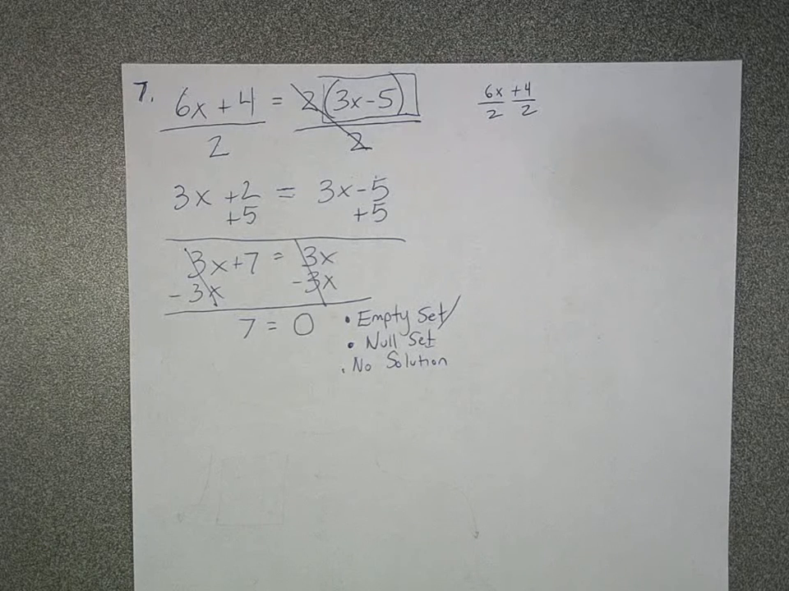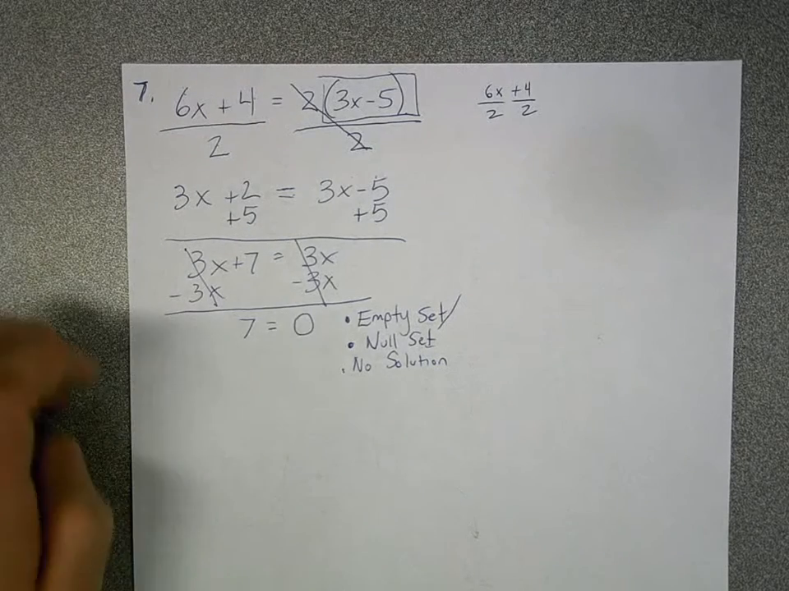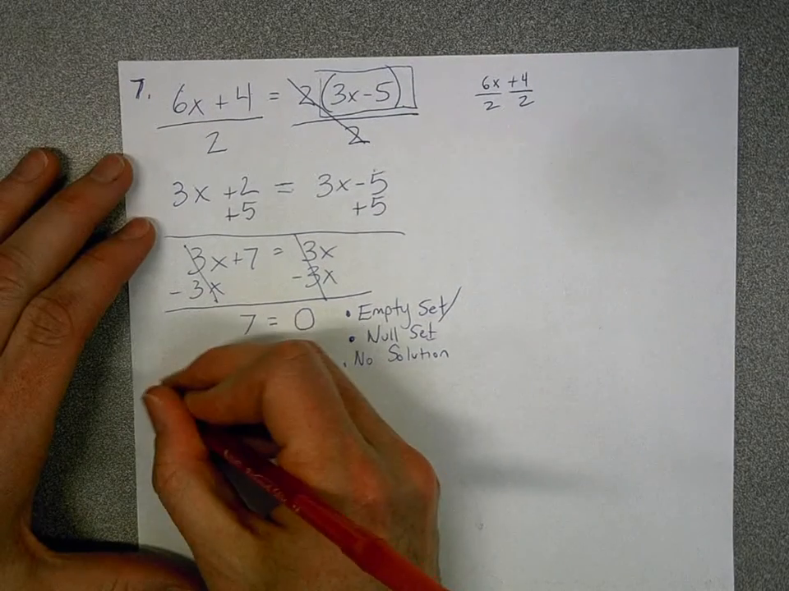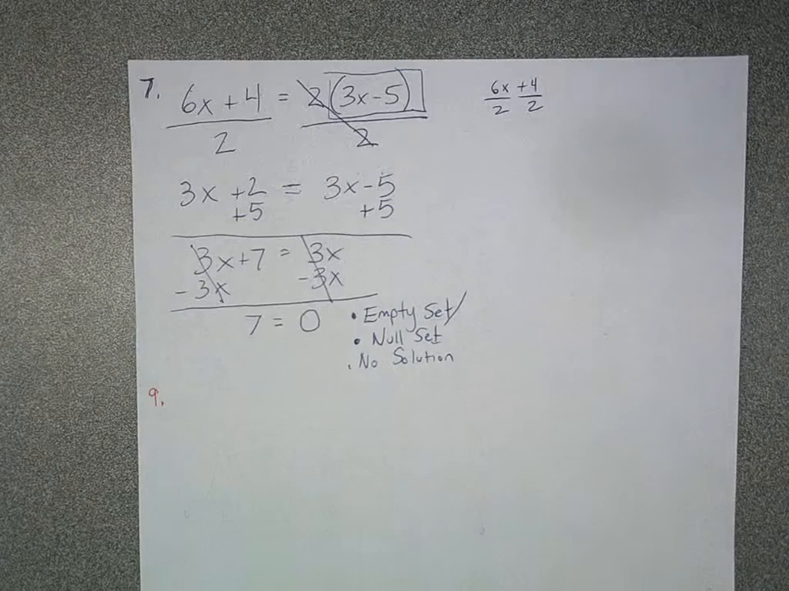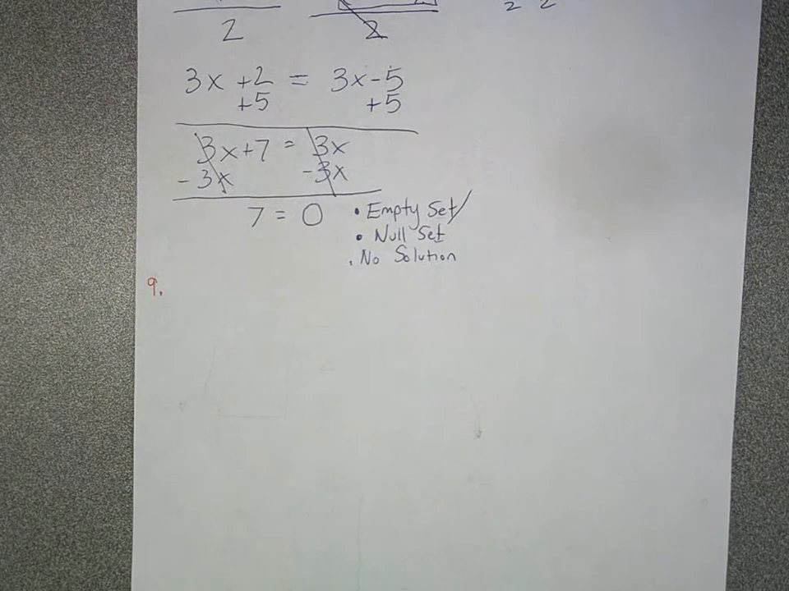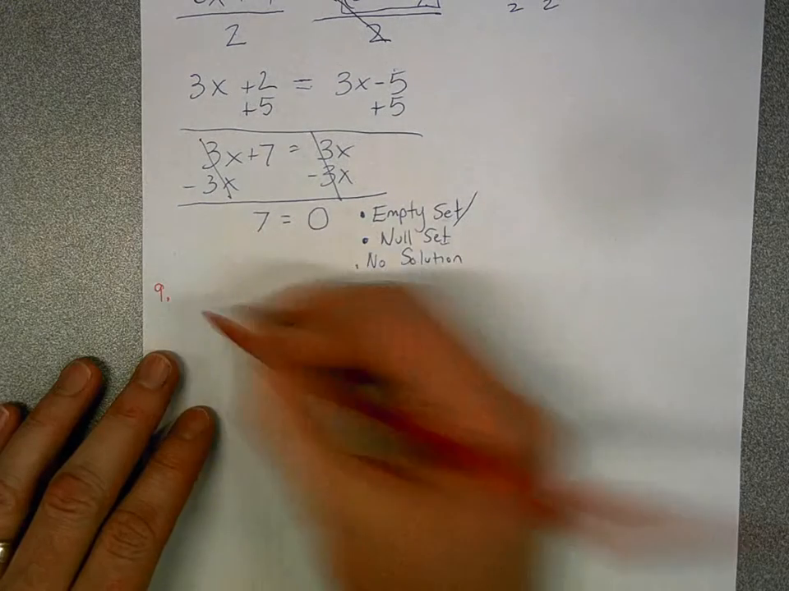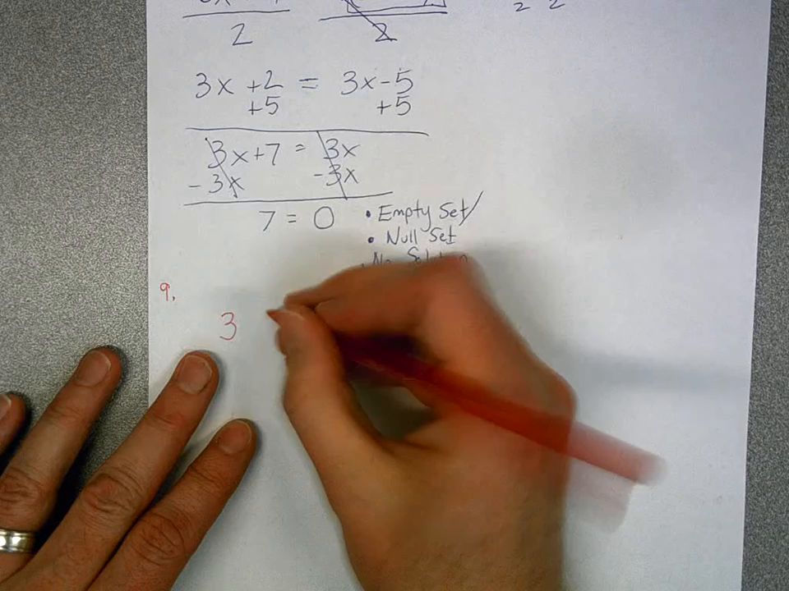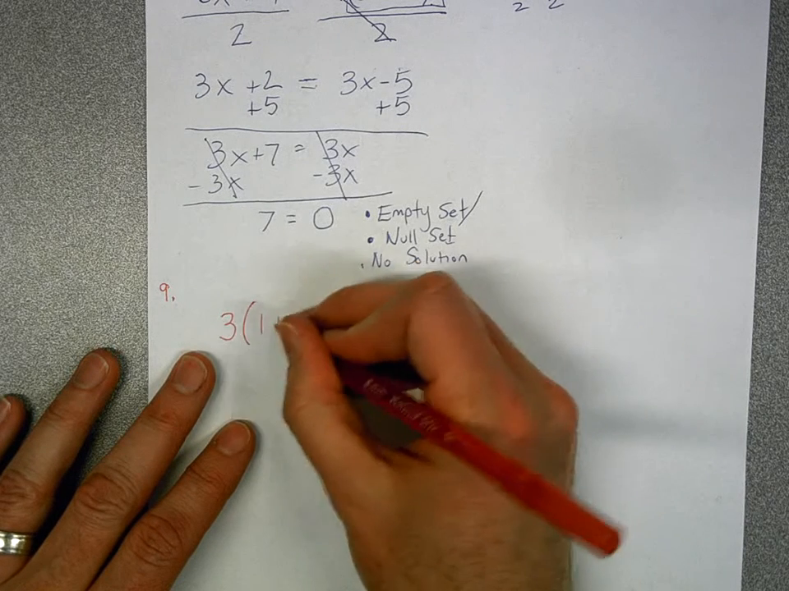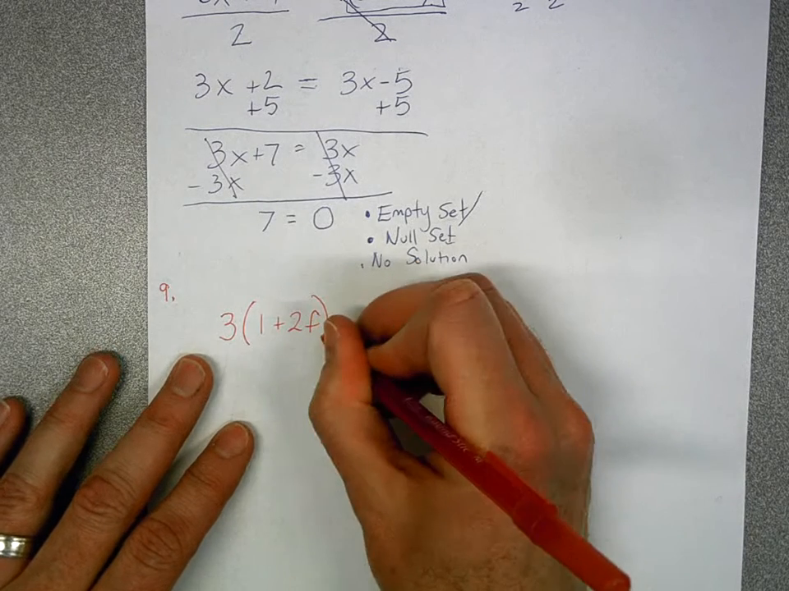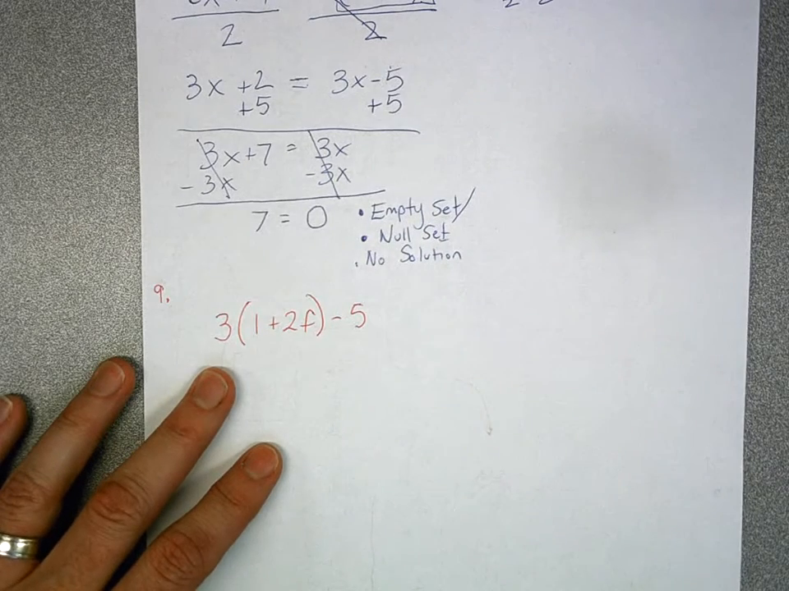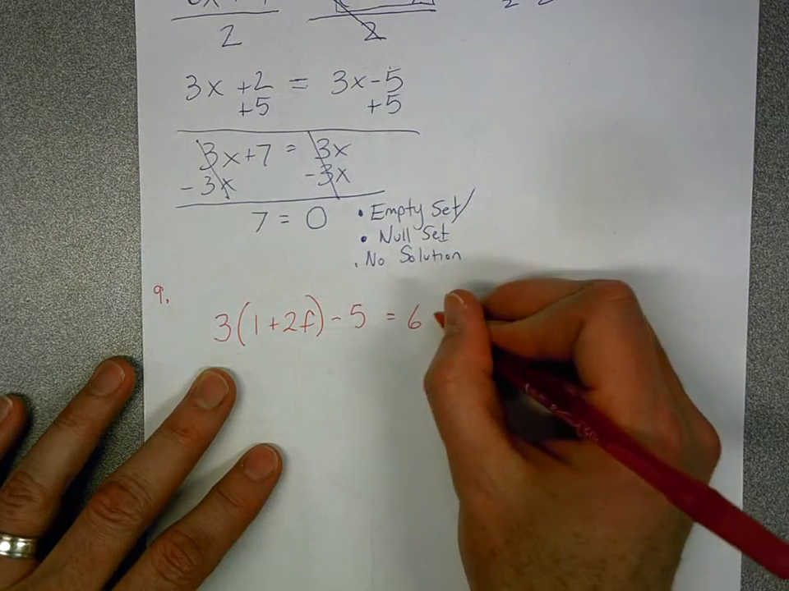All right, here we go. This is a little different. I want to do one more with you guys. So let's take a look at number 9. Okay, here we go. We have 3 times the sum of 1 plus 2f. However, then it goes on, right? It says minus 5. That's going to equal 6f minus 2.